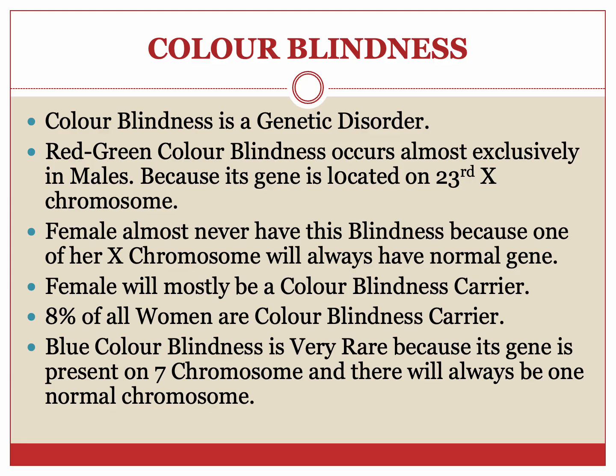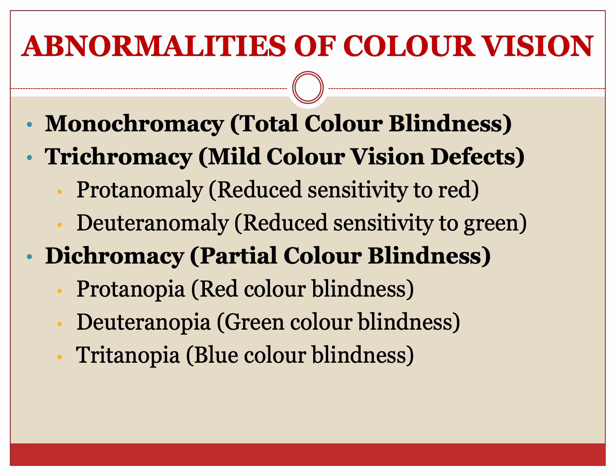Because its gene is present on the 7th chromosome, and the 7th chromosome has 2 pairs of chromosomes. So if one chromosome is defective, another might be normal, so you won't be able to differentiate that blindness precisely. Okay, so that color blindness is very rare.